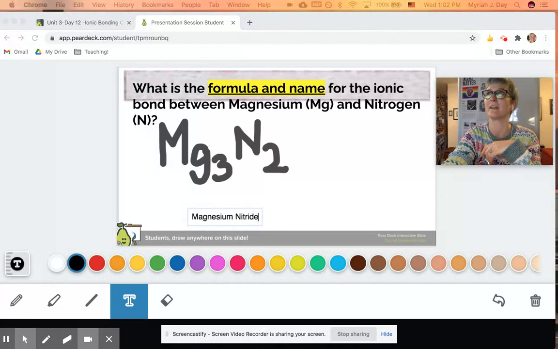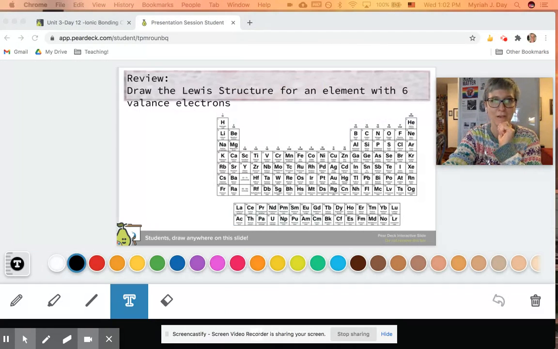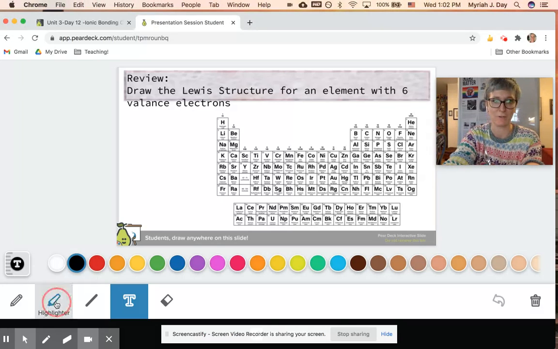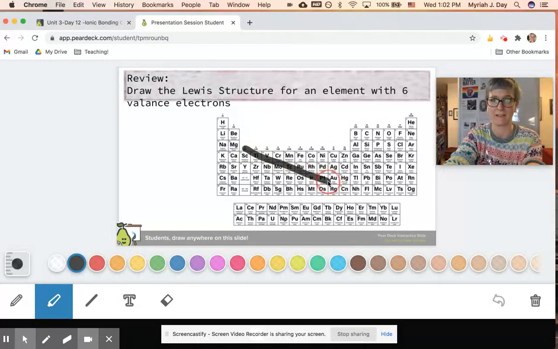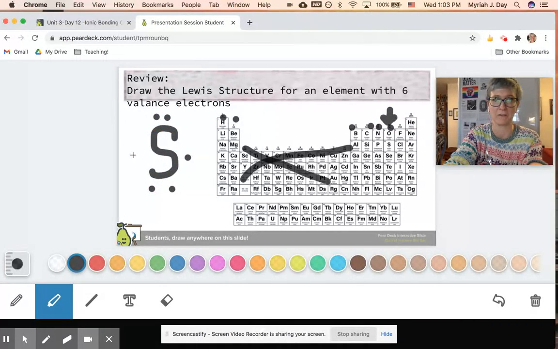One of the things I want to make sure you're also able to do is draw a Lewis structure for an element with 6 valence electrons. So remembering we are not paying attention to these at all. We are not paying attention to those. So we go 1, 2, 3, 4, 5, 6. So anything in this column, anything in that group, so I could do S, and I'd have, here is a Lewis structure for an element with 6 valence electrons. I just realized that I spelled valence wrong.